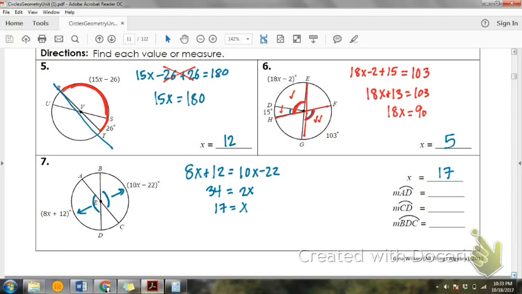Now it's asking me to find the measure of arc AD. So if I'm asking for the measure of arc AD, that's from here to here. Well, I have an expression, right? I have 8x plus 12, but I know what x is. So I can plug our x value in. 8 times 17 plus 12. And I'm getting 148.